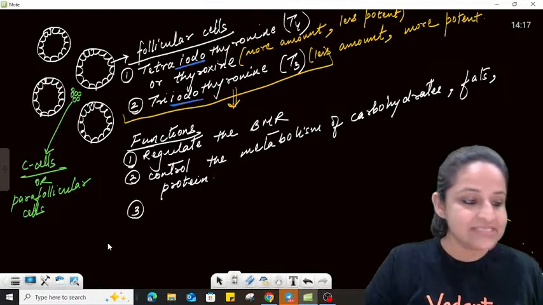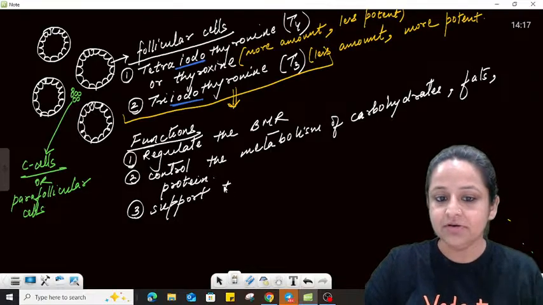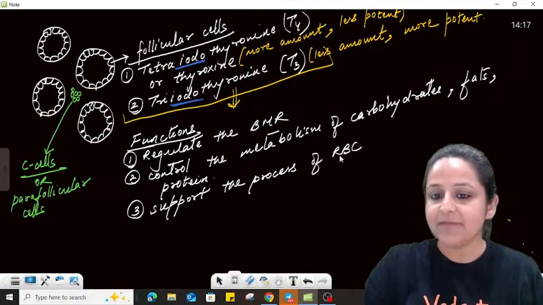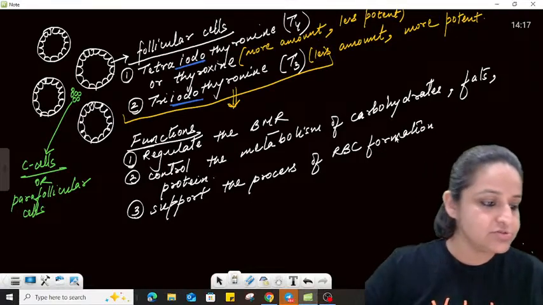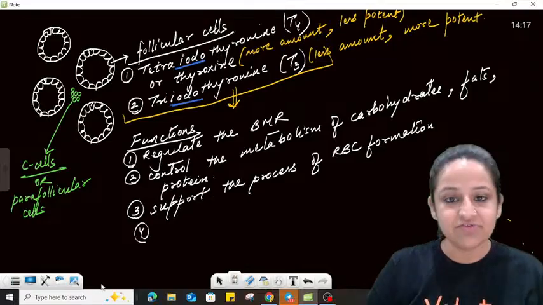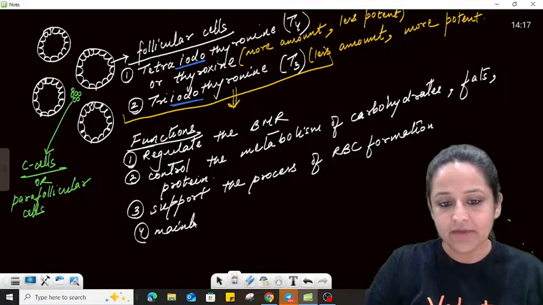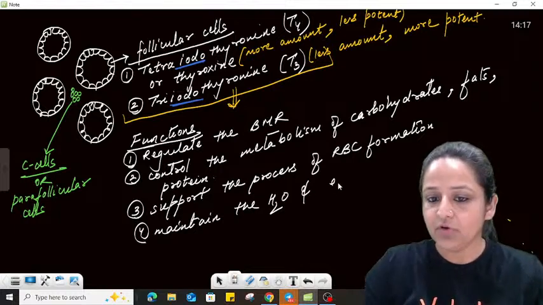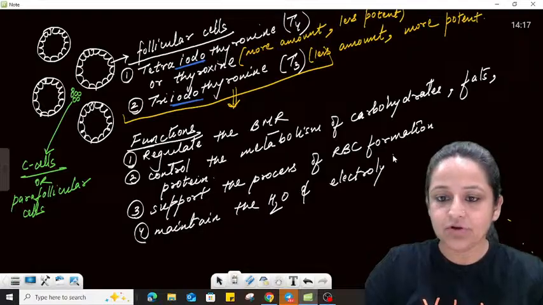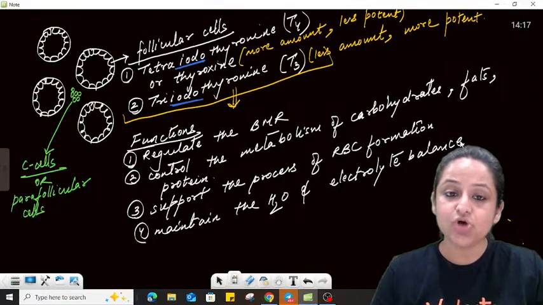Third function, NCERT says that they also support the process of RBC formation, red blood cell formation, that is also under the influence of these hormones T3 and T4. Then the next function is they maintain the water and electrolyte balance of the body. This is also the job of T3 and T4.